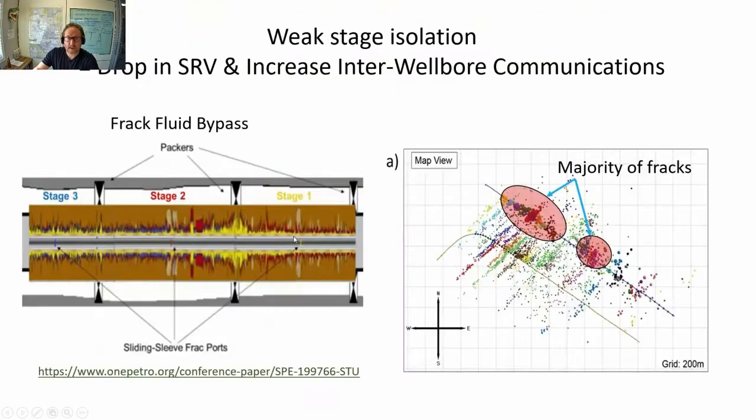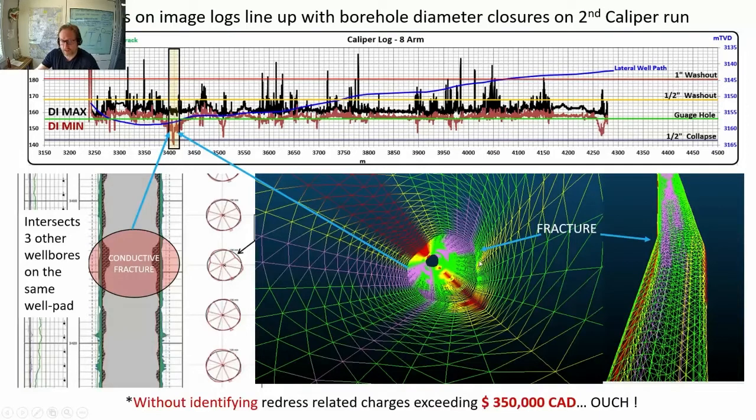Completions equipment is designed for a concentric borehole. If we don't get it, we get frac fluid bypass. You can see all these stages are bleeding into each other. That means we're getting a drop in stimulated rock volume, and we're getting inter-wellbore communication or even interstage communication. Here we're seeing frac stages set up on about 60% of the wellbore.